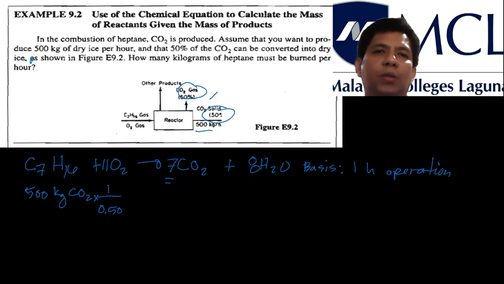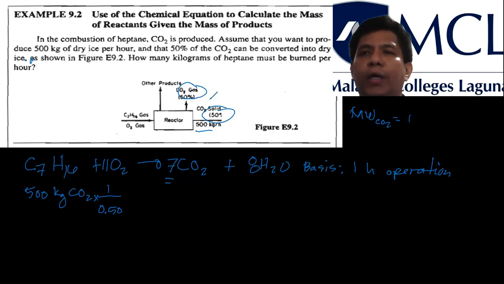we need to convert this to kilogram mole, because the ratio in the chemical reaction is in terms of mole. For every 7 moles of CO2, you need 1 mole of C7H16. So we just need to convert this to number of moles. If you still remember, the molar weight of carbon dioxide is 44, right? 12 for carbon, plus 2 oxygens, the atomic mass of oxygen is 16. So this will give you 44. The unit is kilogram, so this is 44 kilogram per kilogram mole.